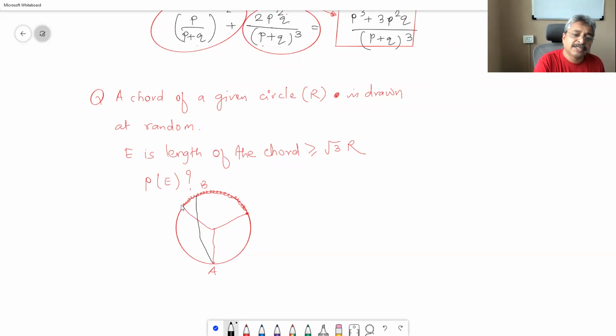So favorable is this arc. Total is the circumference of the circle, which is 1/3. Good. That is one way of looking at it.